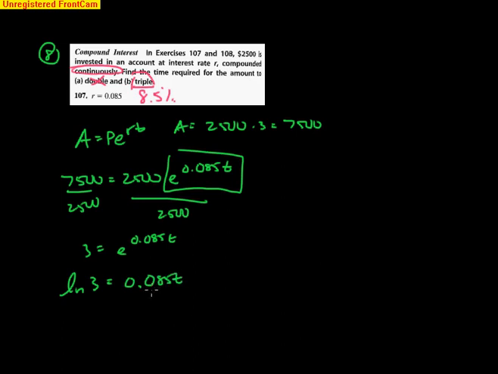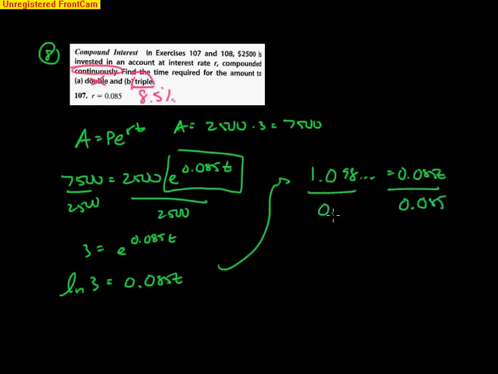I'm going to figure out what the natural log of 3 is. Natural log of 3 is 1.098, blah, blah, blah. That's 0.085t, and divide by 0.085. I get roughly 12.9 is t. So it's going to take roughly 12.9 years for this investment to triple at an interest rate of 8.5% compounded continuously.